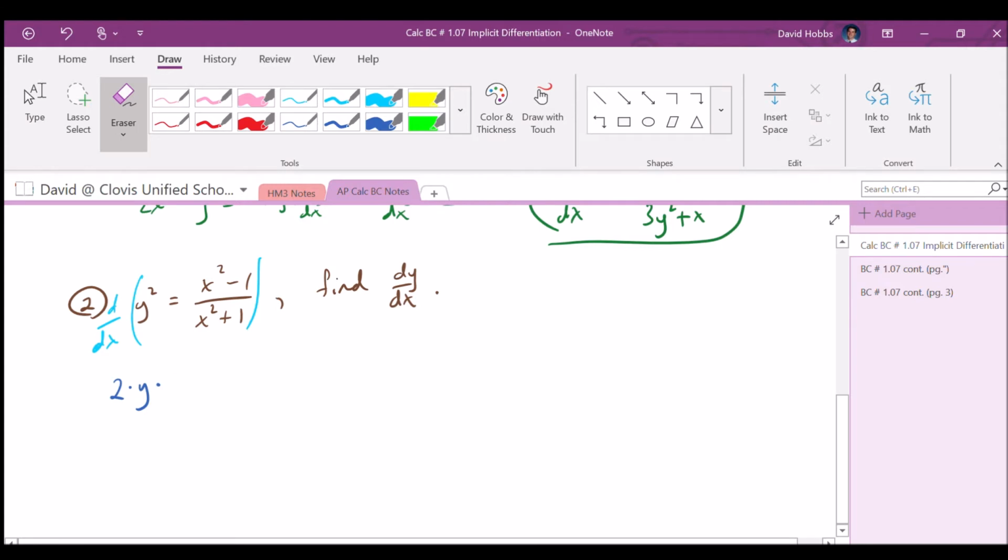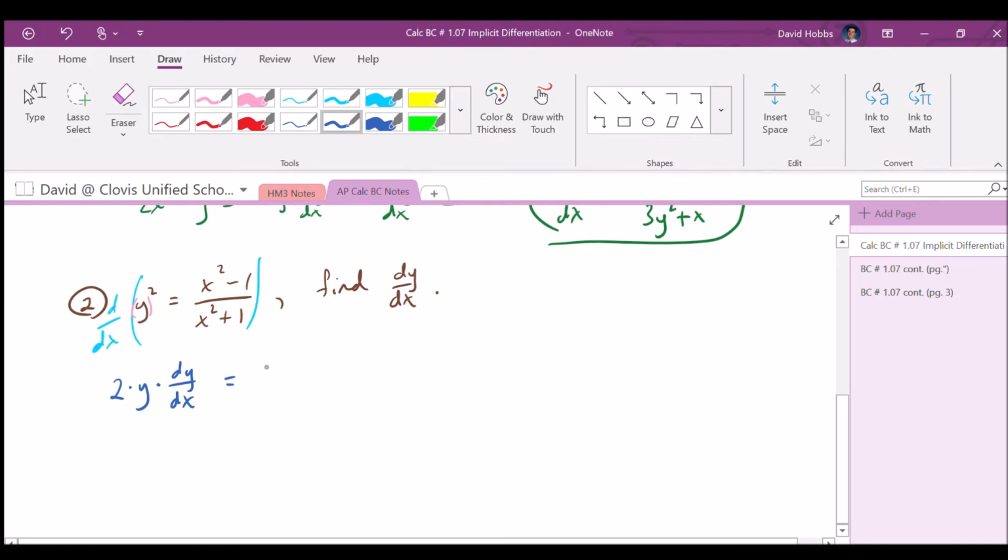So I'm just going to put y because I don't want it to look like a y prime, times the derivative of the guts. Okay, the guts is the y. So the derivative of the guts with respect to x is dy dx equals. Okay, right-hand side, quotient of variables. So we got to do quotient rule. Low d high minus high d low over low low.